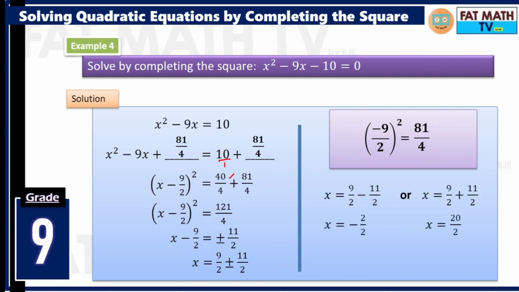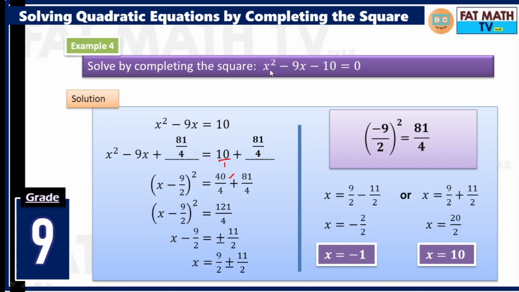And then simplify. 9 minus 11 is negative 2. 9 plus 11 is 20. And then simplify. Negative 2 over 2 is negative 1. 20 over 2 is 10. To check if your answer is correct, just replace these values in the original equation.